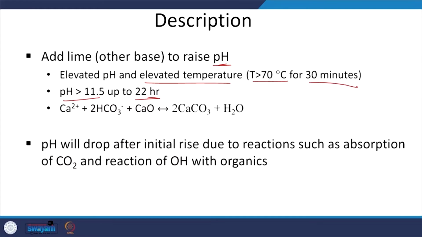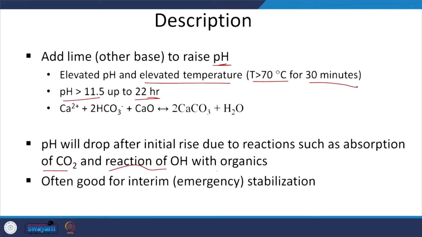So, pH will drop after the initial rise due to reactions such as absorption of carbon dioxide into the material, or into the open atmosphere if it is an open system, and reaction of OH with the organics, let us say, right. So, let me move on.